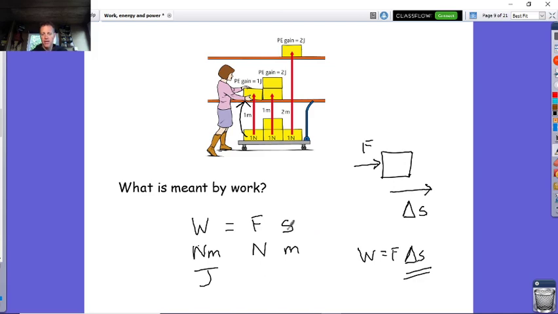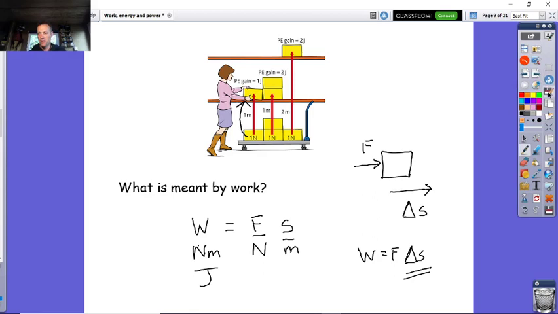Now, the important thing is that these must be in the same direction. In other words, if the force is going that way, the direction of delta S must be that way too, in the same direction. And this will come back big time in year 13, when we look at gravitational and electric fields. The force and distance must be in the same direction.